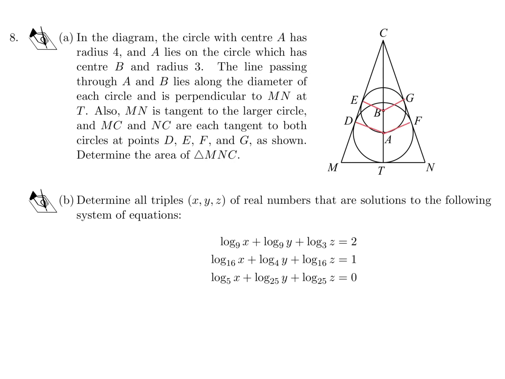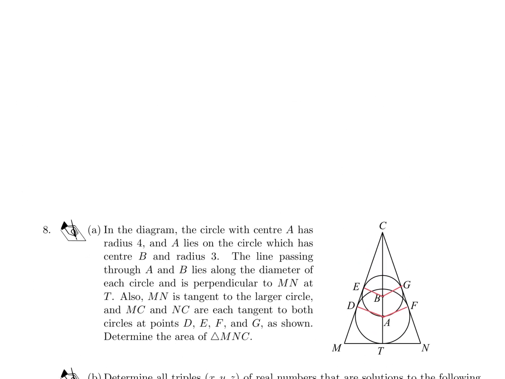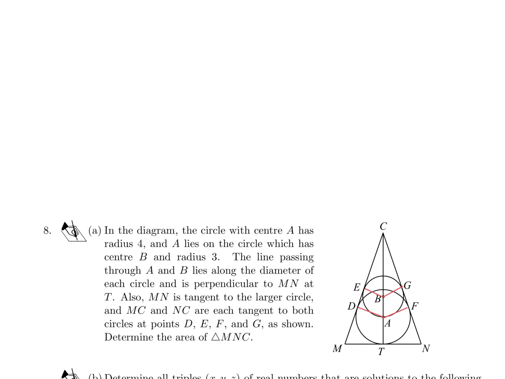Well, let's first draw in those tangent points, those lines, and let's proceed from there. So let's first see what it is exactly that they're asking. The area of MNC, that triangle, would be 1/2 base times height. Now, what's the base and what's the height? MNC. Oh, it's the entire triangle. Okay, I got it.